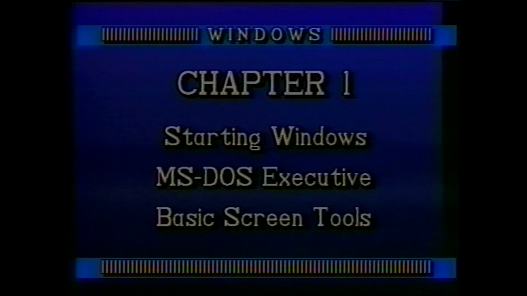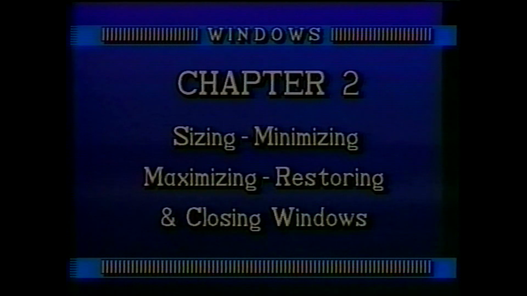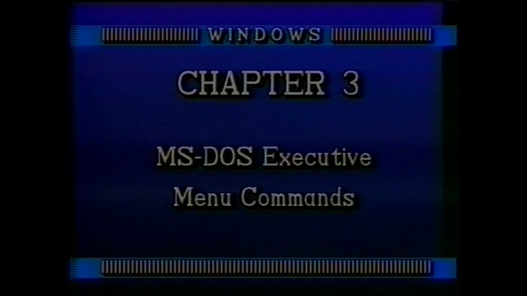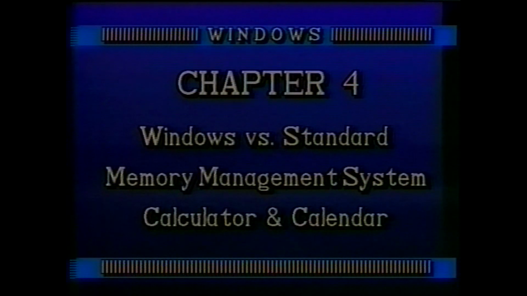Chapter 1. Starting Windows, MS-DOS Executive, and Basic Screen Tools. Chapter 2. Sizing, minimizing, maximizing, restoring, and closing windows. Chapter 3. MS-DOS Executive Menu Commands. Chapter 4. Windows versus Standard Applications, Windows Memory Management System, the Calculator and Calendar Applications.